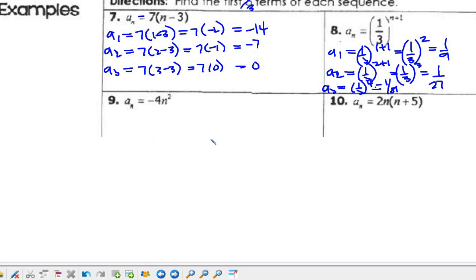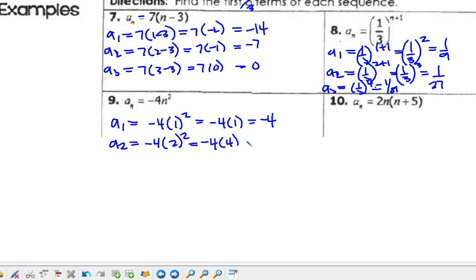So number 9, a sub 1, negative 4 times 1 squared, would be negative 4 times 1, negative 4. A sub 2, negative 4 times 2 squared, which is negative 4 times 4, negative 16. And a sub 3, negative 36.